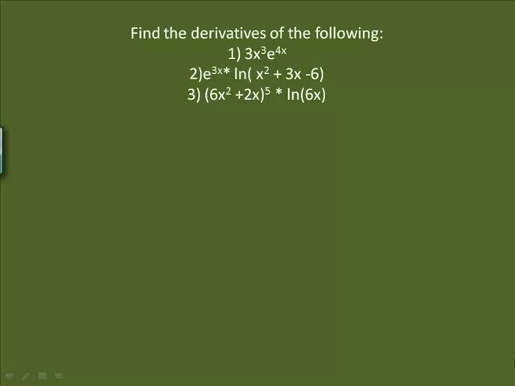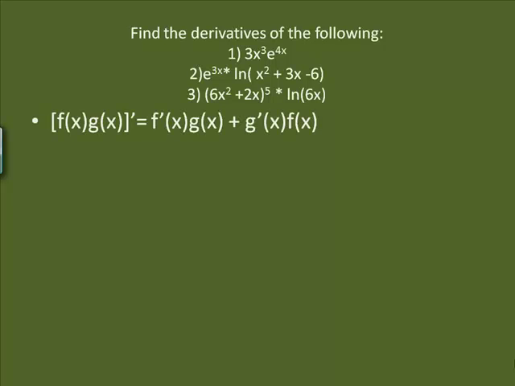Find the derivatives of the following functions. So for each one of these functions, we're going to have to use the product rule. Notice here that for each one, we have two different types of functions multiplied together. So first, let's just remember what the product rule says.